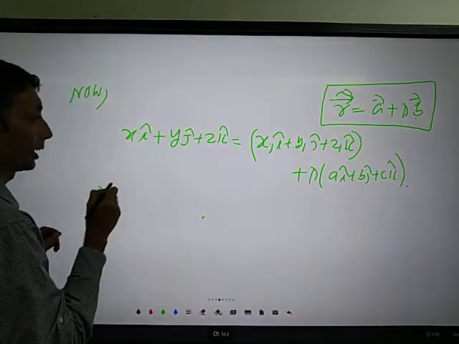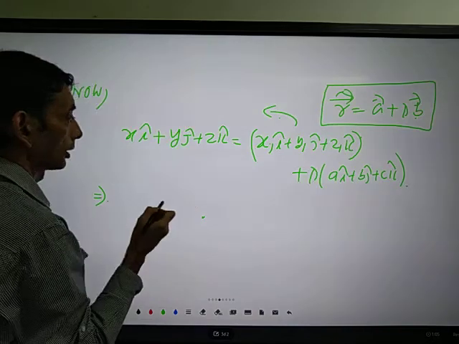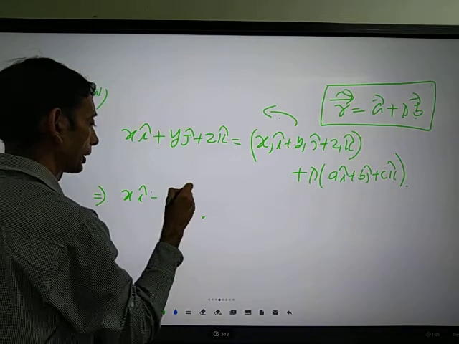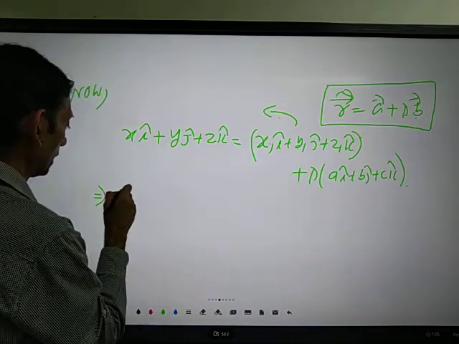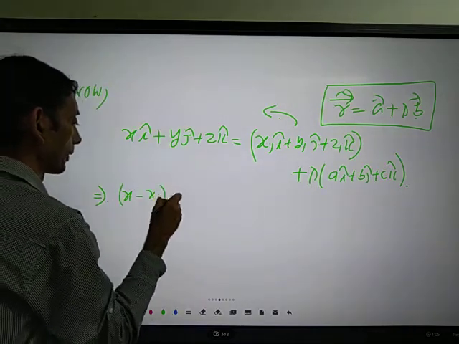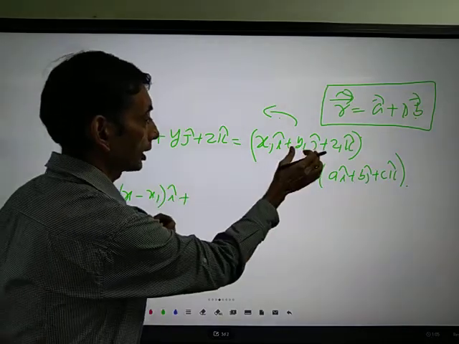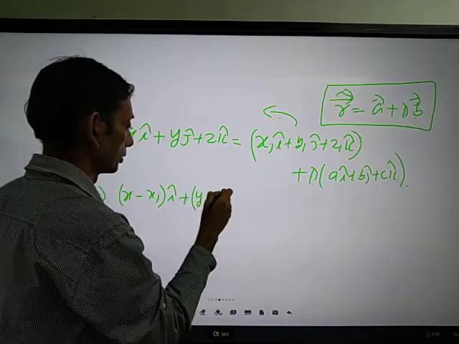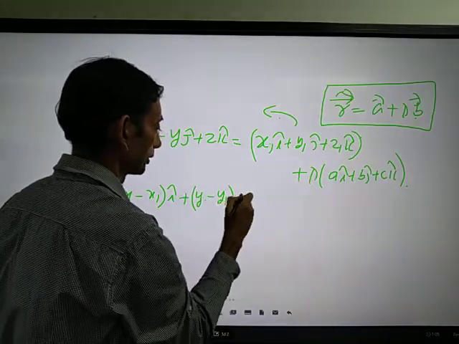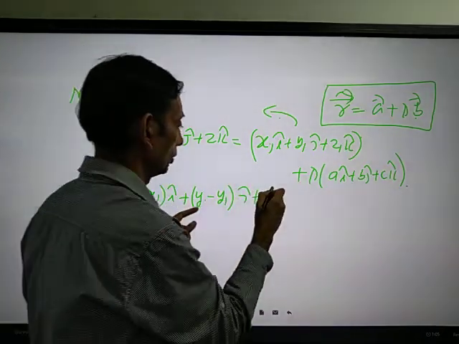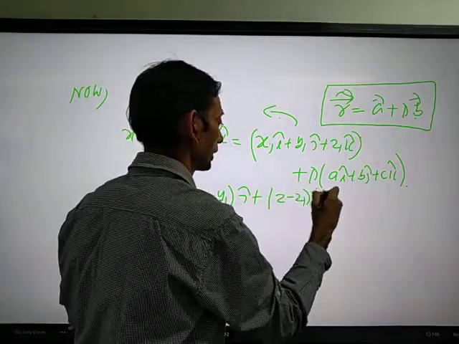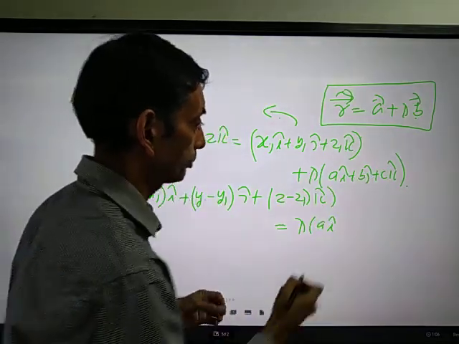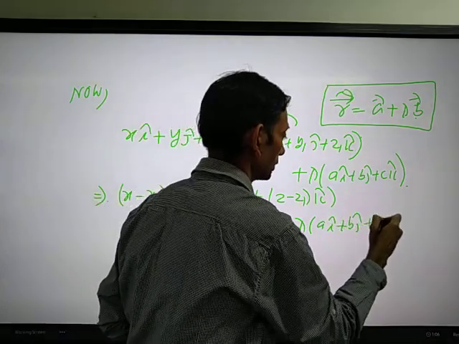Now you can simplify this by transposing these terms, right? So x i cap minus x1 i cap. In fact, we can take i cap common, like (x minus x1) i cap plus, and similarly we transpose all three terms, that is (y minus y1), taking j cap common, and similarly the third term, (z minus z1) k cap. And the right hand side will be lambda times (a i cap plus b j cap plus c k cap).